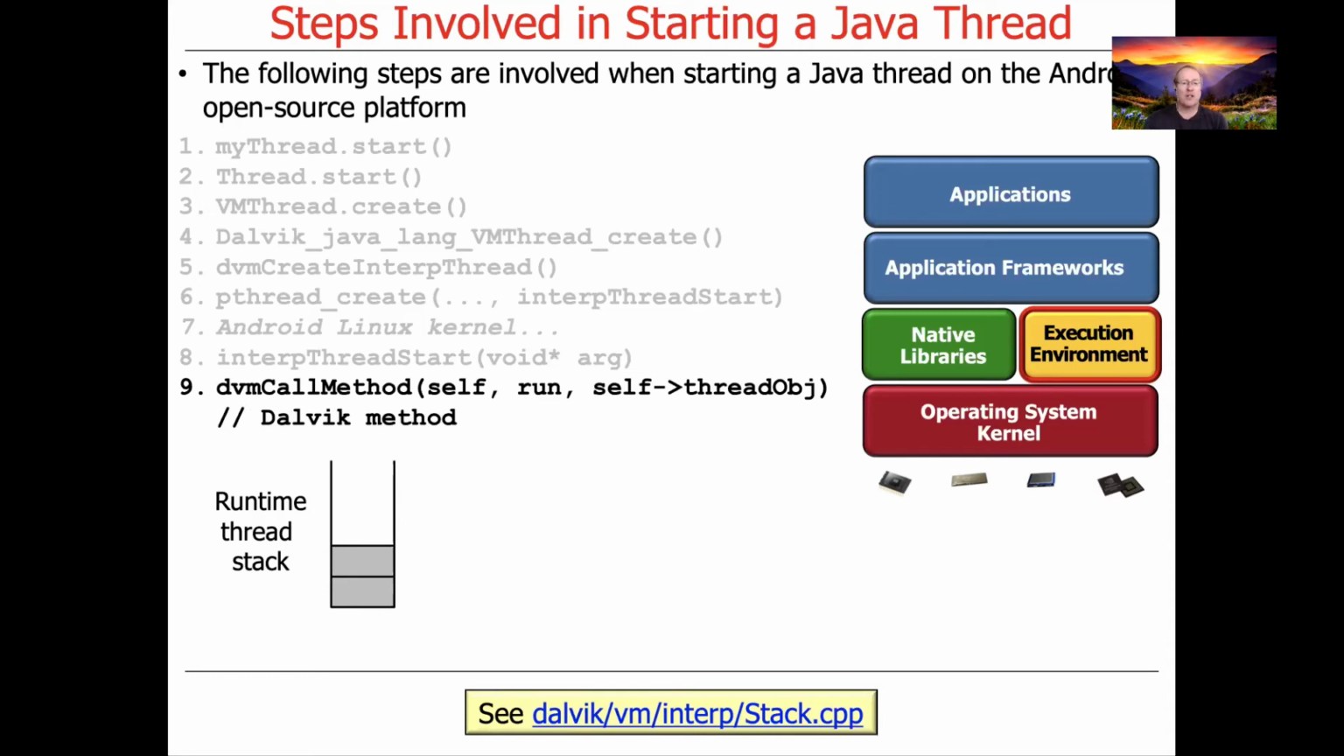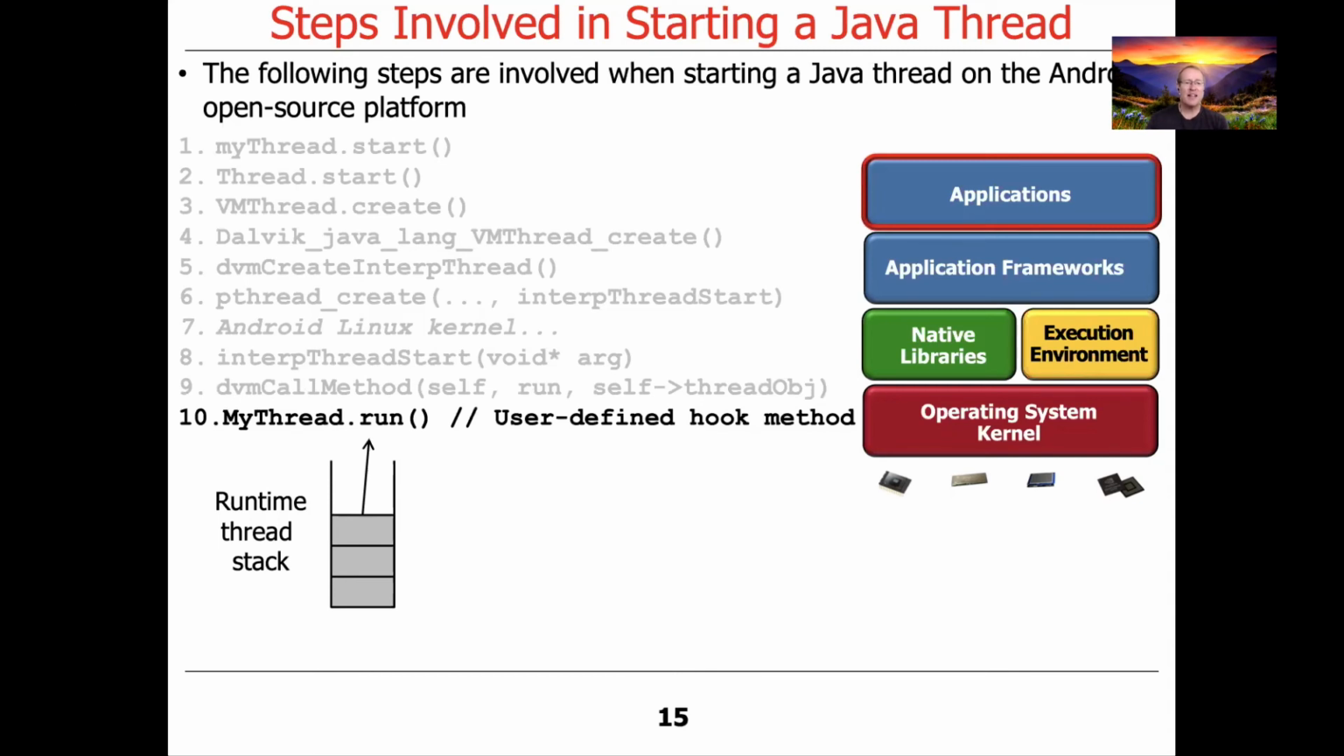And the way that that works is that interpThreadStart calls dvmCallMethod, and that passes in the actual object, which is the Java object. And then dvmCallMethod will invoke the run hook method, which is that user-defined method that we have created and overridden in our MyThread class. And that's where the actual user logic goes. We sometimes call that the business logic or the application logic or the service logic, depending on what it is that we're doing.